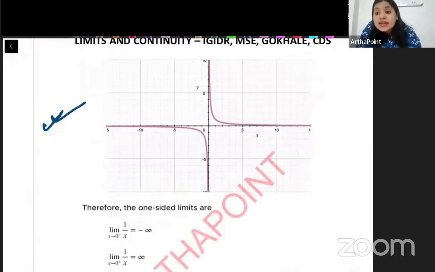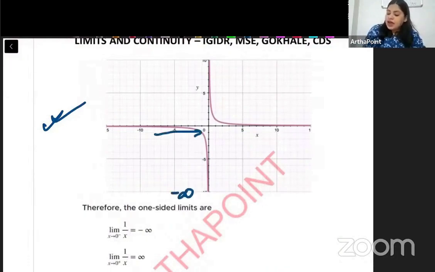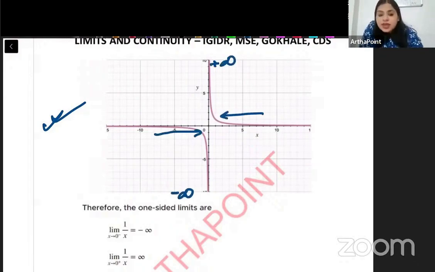So the one-sided limits are not equal. Going from the negative side gives you minus infinity, and going from the positive side gives you plus infinity. Since these one-sided limits are not equal, we cannot say that the general limit exists. So we will say that the general limit does not exist. DNE means does not exist. Okay, beta.